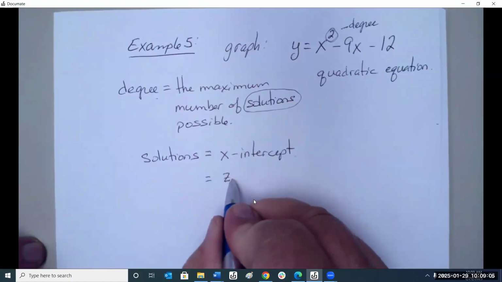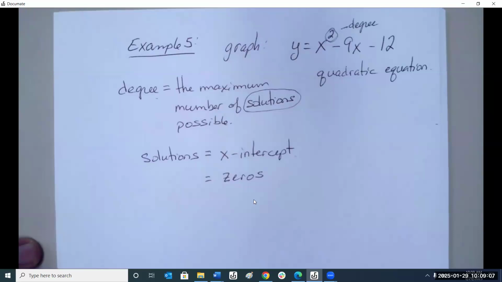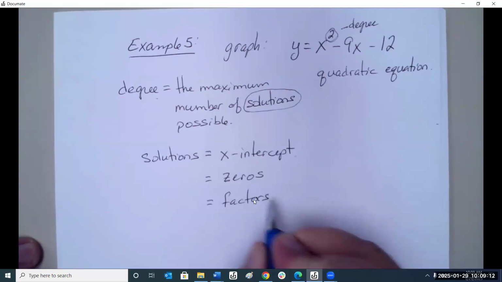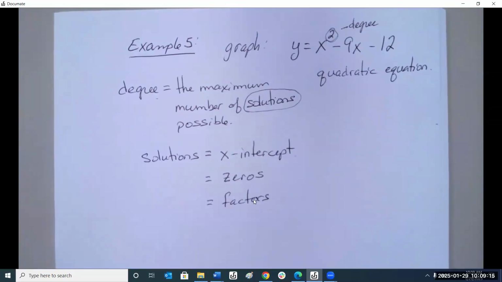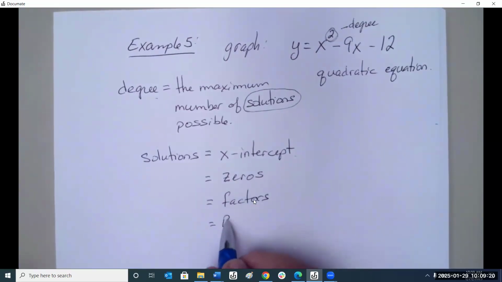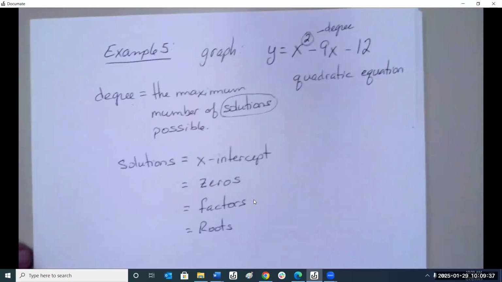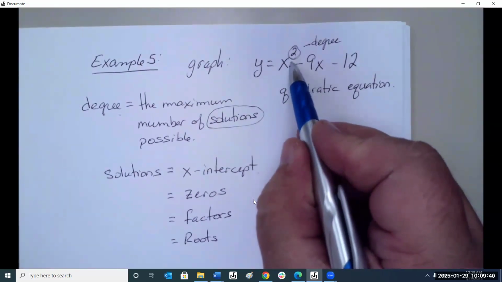We can also call them zeros. We can also call them factors. We can also call them roots. So the word solutions, whenever you see that in an equation, that's what it's looking for. We want to know where the graph is going to cross the x-axis. So obviously we have two of them.